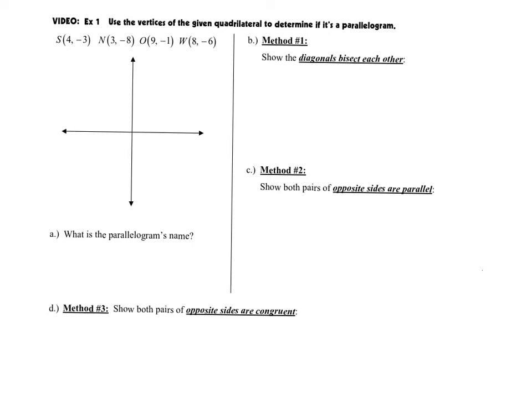So point S, I'm going to put at 4, -3, and as I just said, don't worry that this seems really far off. It doesn't seem to scale. That's okay, it's in the right quadrant. N is going to be at 3, -8, so it's going to be down here. O is going to be at 9, -1. And W is going to be at 8, -6. And we're going to connect those points.